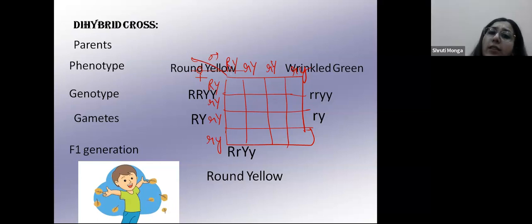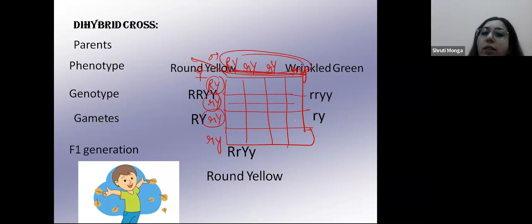You have to multiply. If you are multiplying this ry with everyone, like with all these 4 gametes, then you are going to write it in the first column, and then you are going to multiply this with all the 4 gametes. You are going to write it here. Then multiply this with all these 4. You are going to write it here. Then multiply this with all these 4. You are going to write it here.